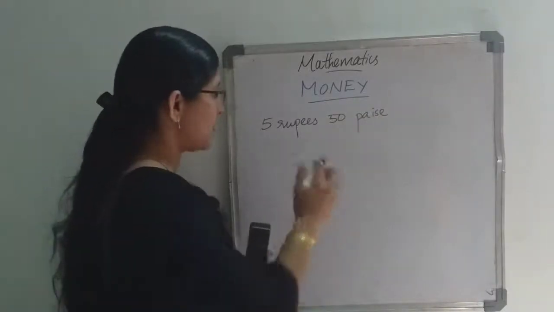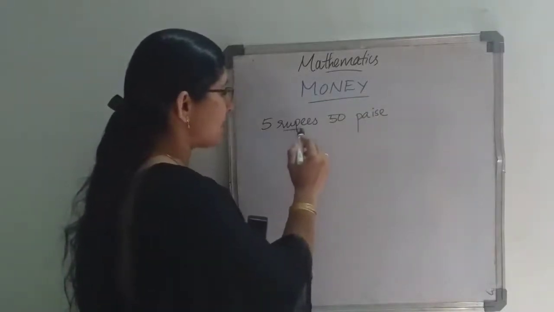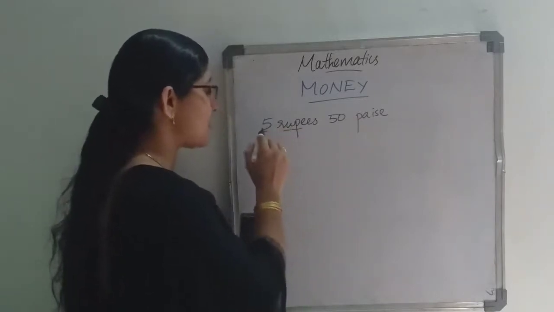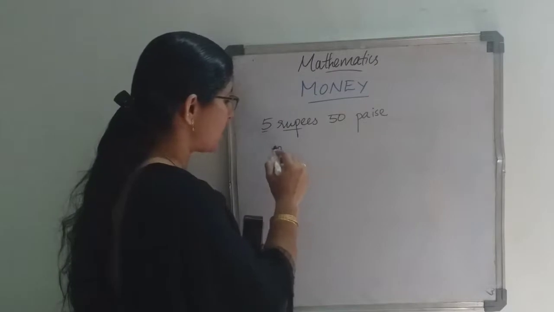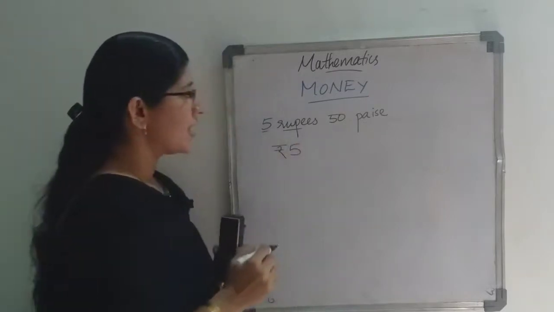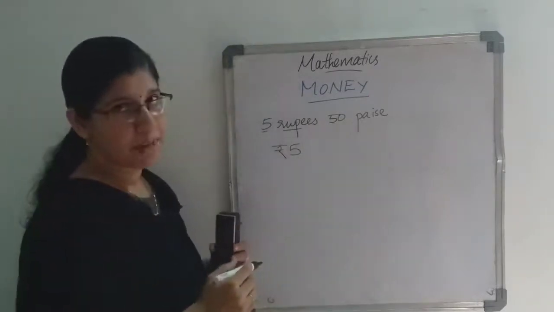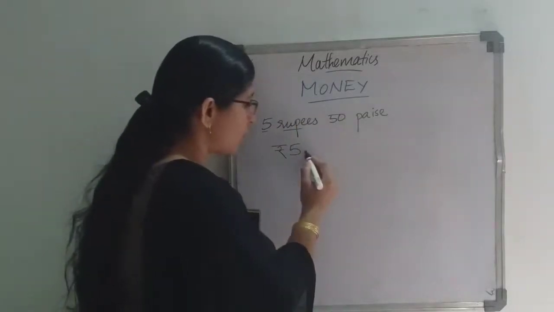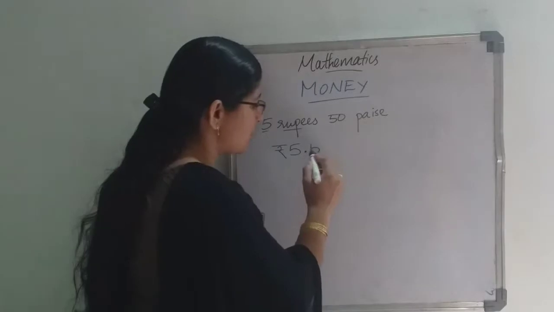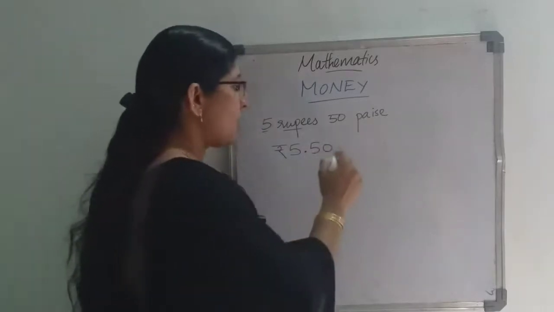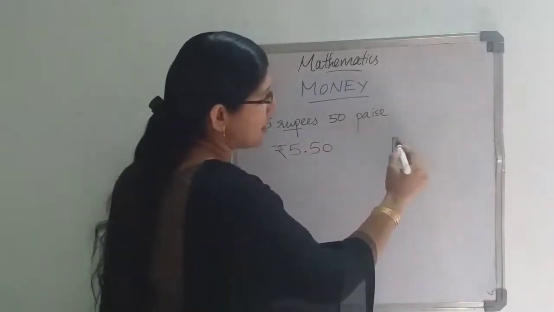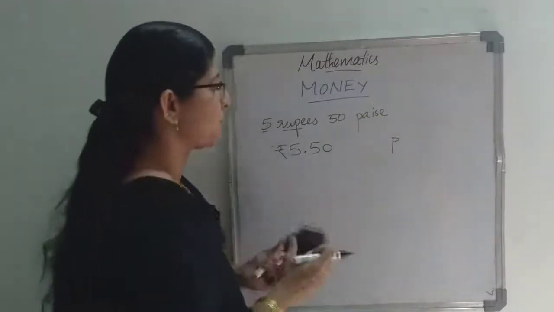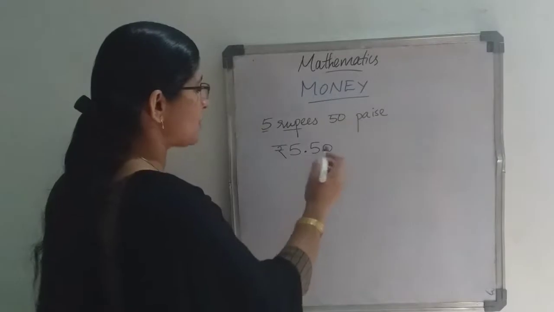It is so simple. The first one, which is coming on the left side, is the rupees. So 5 rupees. Then how many paise? 50 paise. The paise you need to write after the dot only. So it is 50. The symbol of paise is P, but whenever we are writing along with the rupees symbol, no need to put this P. This is 5 rupees 50 paise.